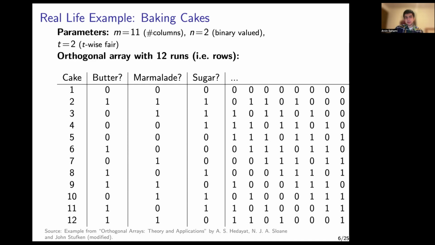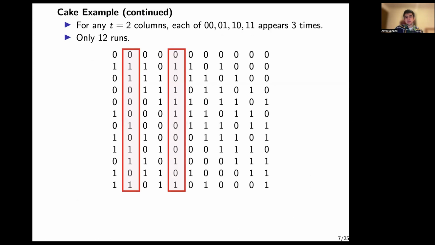Okay, so then what does it mean to be 2-wise fair? Well, it means if I pick any two columns, so here, for instance, I've picked the second and fifth, the number of appearances of 0 0 will be the same as the number of 0 1, 1 0, and 1 1. So they all appear 3 times in this case.